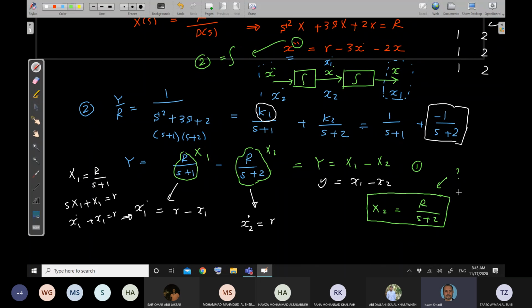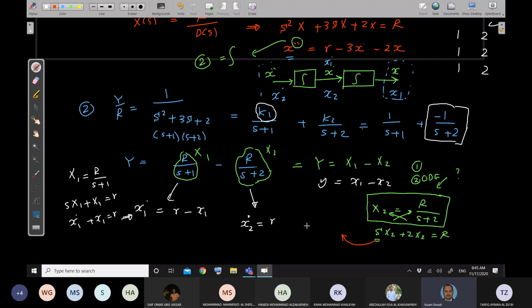Now I need to find the differential equation. So what I will do, I will multiply. So this will be s x2 plus 2 x2 equal to r. Yes or no? Yes. Is it difficult? No. What does s stand for in the time domain, Mahmoud?